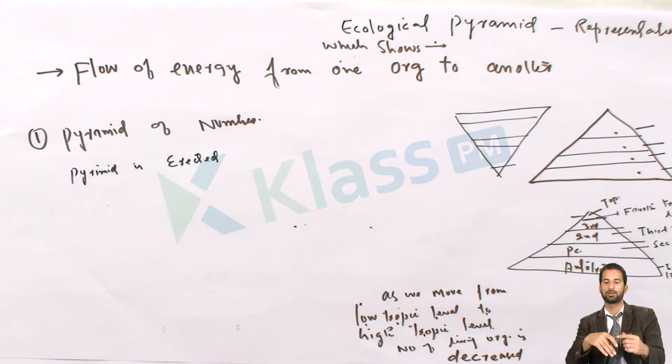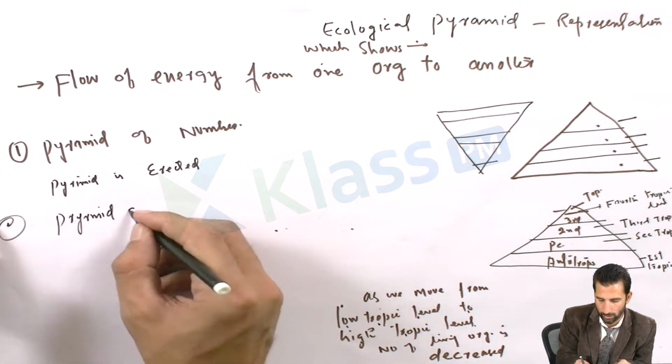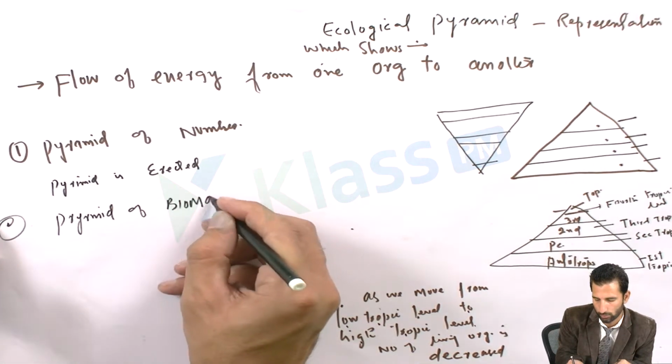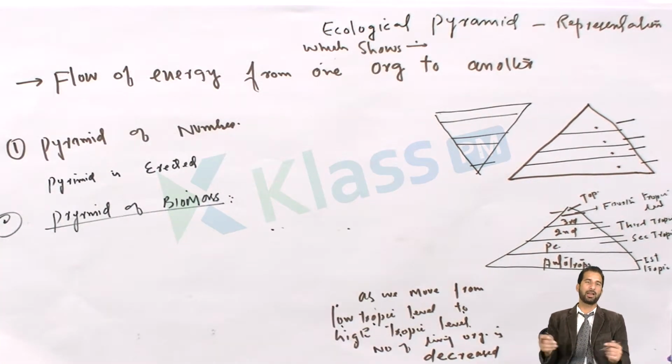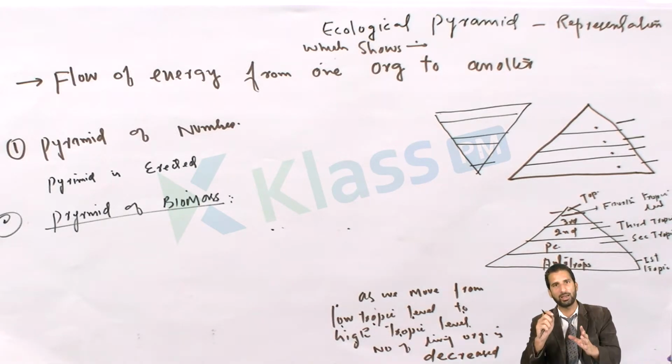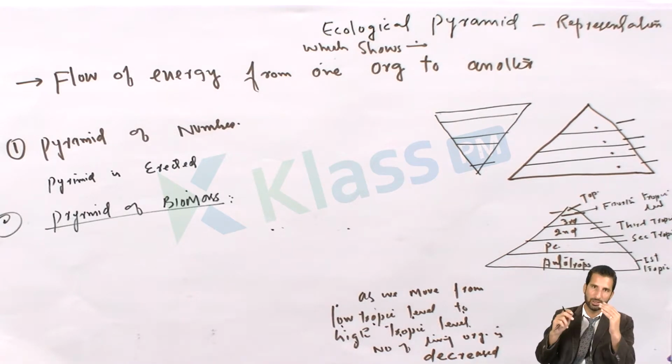Next in the picture is the pyramid of biomass. So guys, what is the pyramid of biomass? What is actually biomass? First, let us evaluate biomass. Biomass is the organic material which is of biological origin. It is the type of animal material or plant material that can actually be converted into energy.